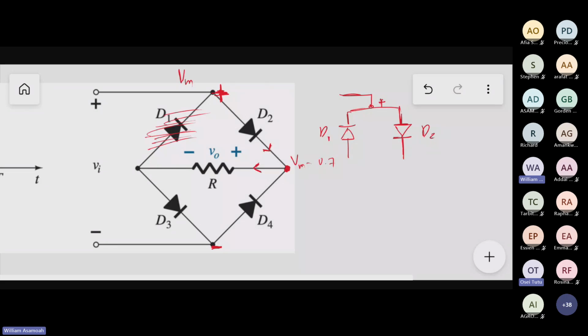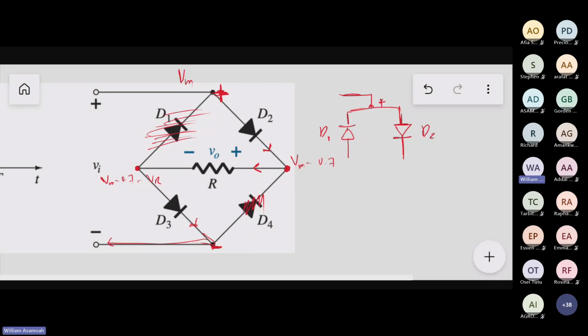When it gets here, the load has a resistance, so it takes its own voltage out of it. We have Vm minus 0.7 minus what goes through the load, and so here will still be positive. Is this diode, D3, forward or reverse biased? Forward, because the anode is greater than the cathode. So that one too will conduct, and this one will not conduct. Then the current flows back into the circuit.